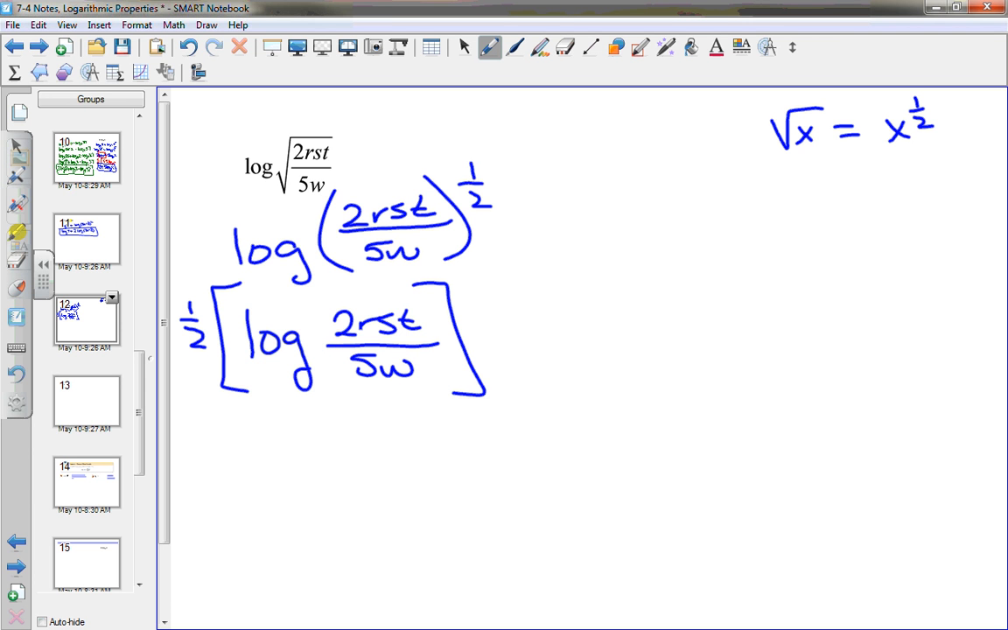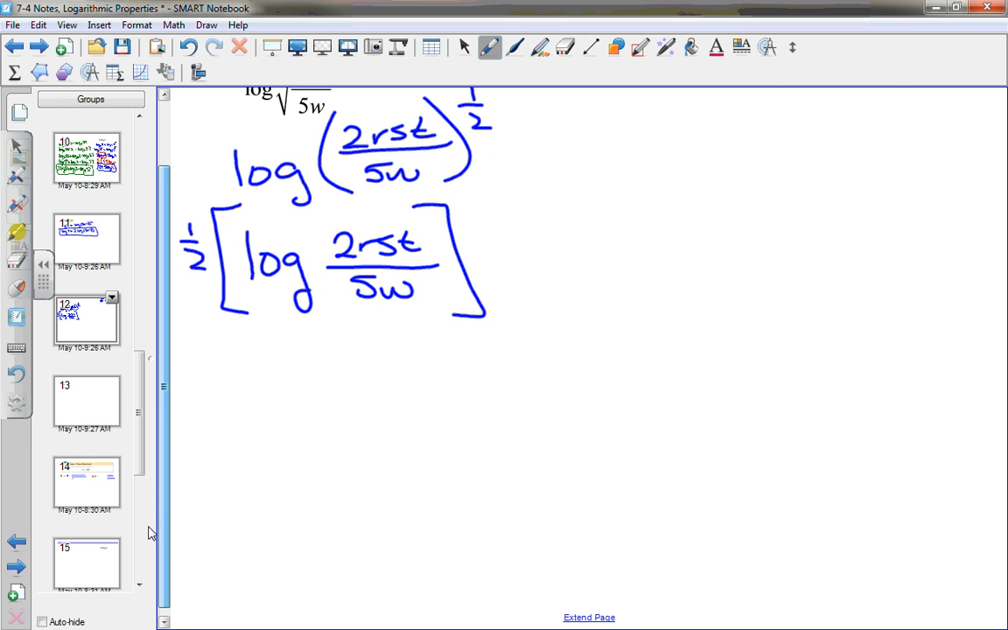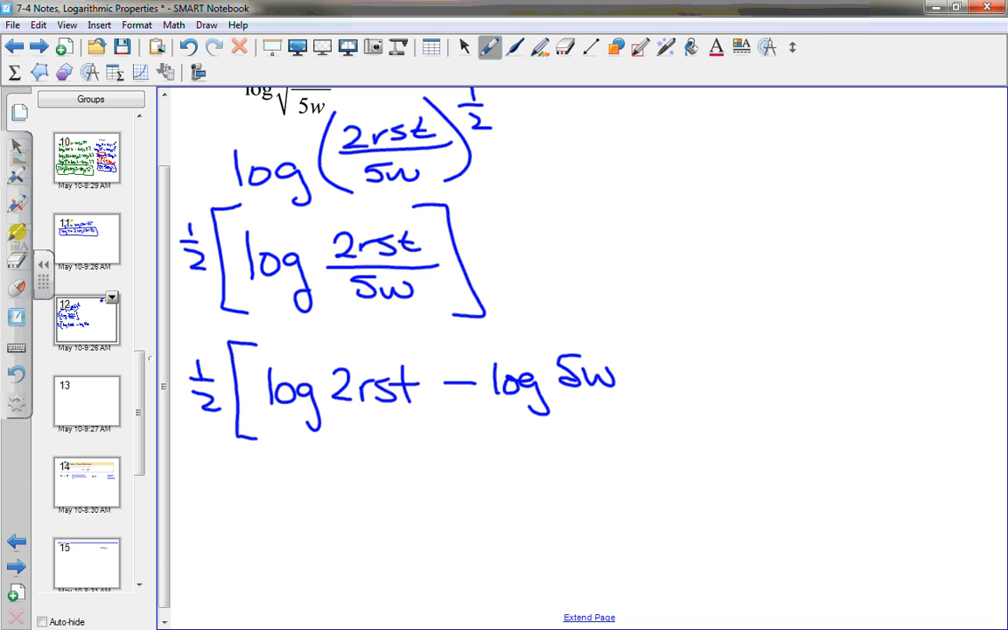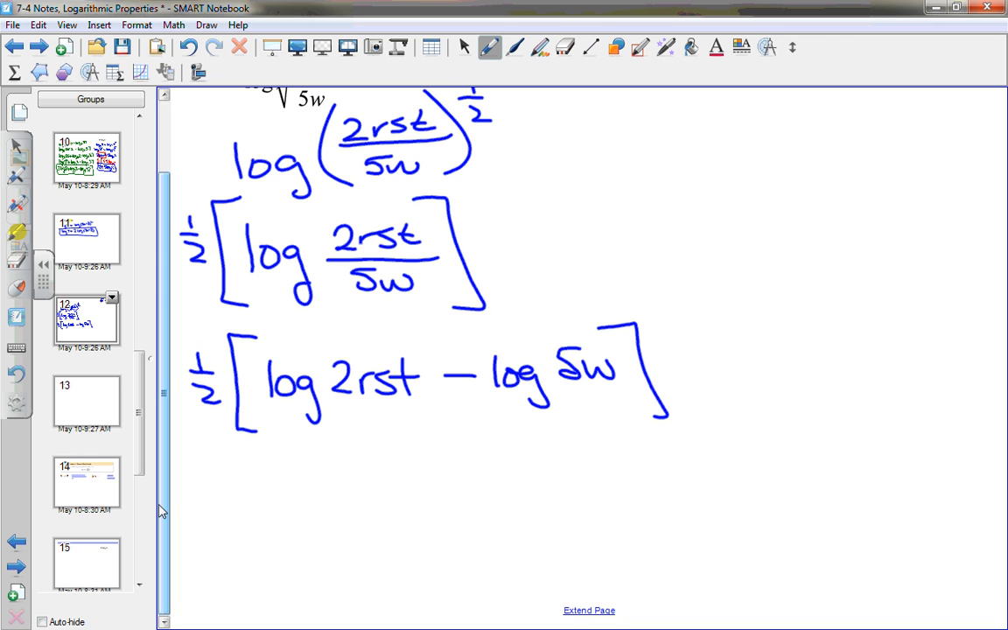And the reason why you're going to have a big bracket is because what is inside? A fraction. And a fraction is division, right? Which means now I have to pull it apart by what operation? Subtraction. Which means that half has to go to both terms. Not just one term, but both terms. Yeah, you guys are going to hate me.